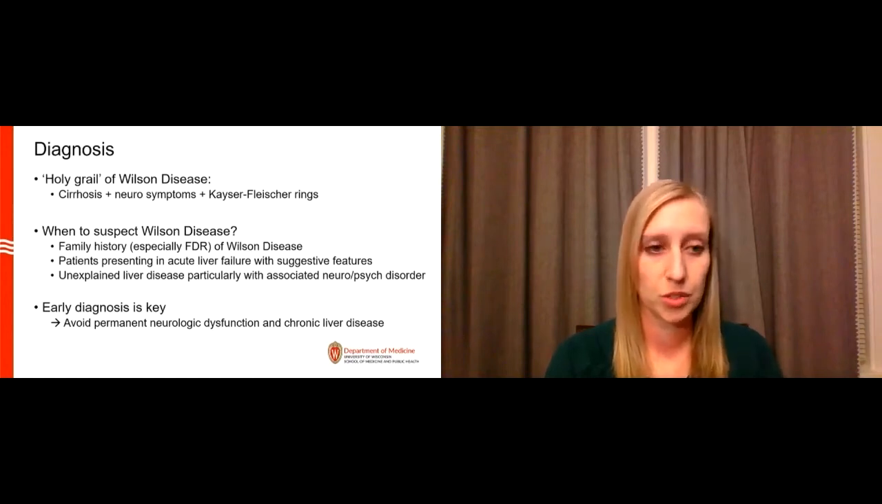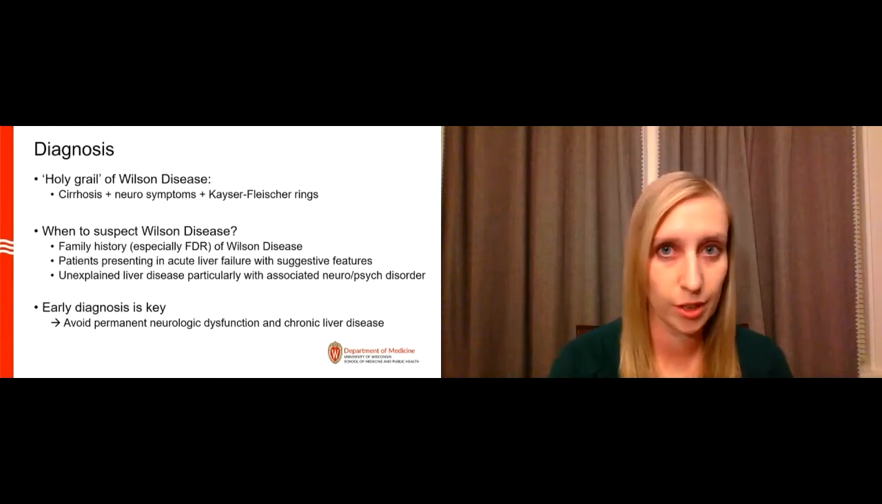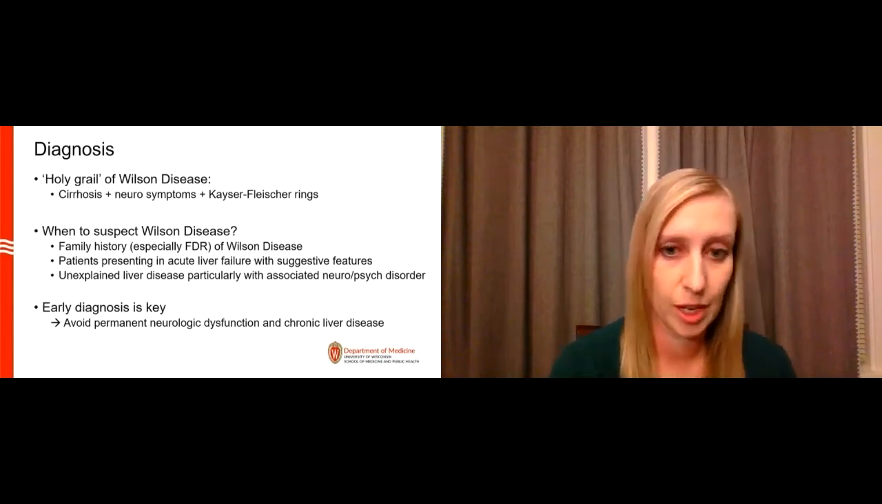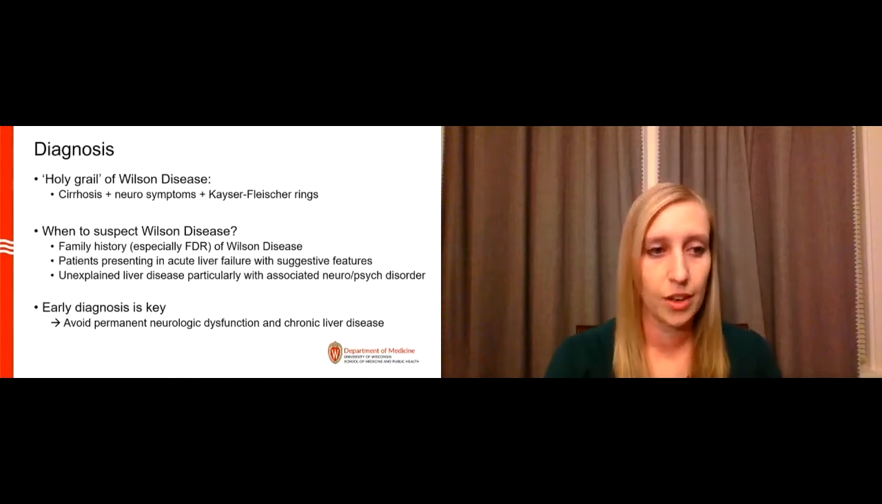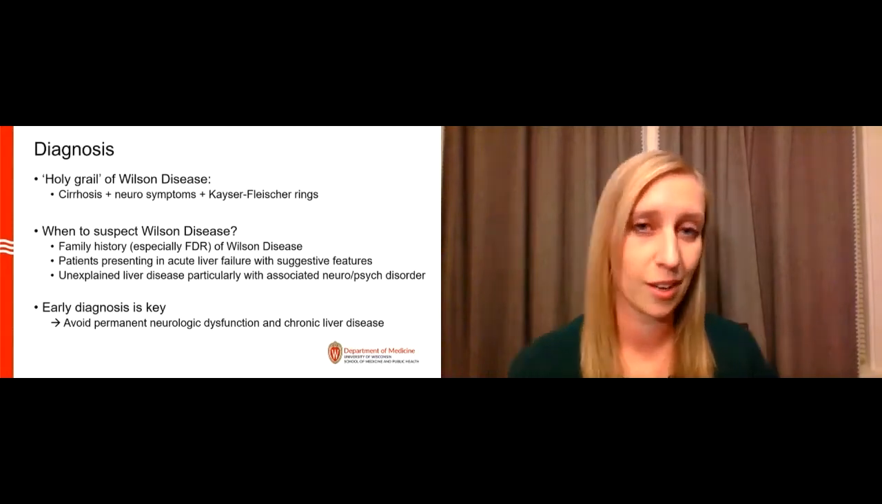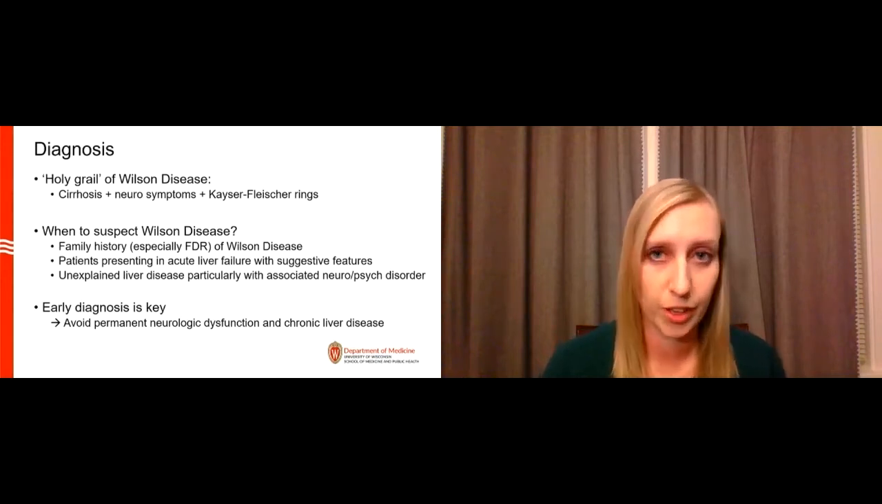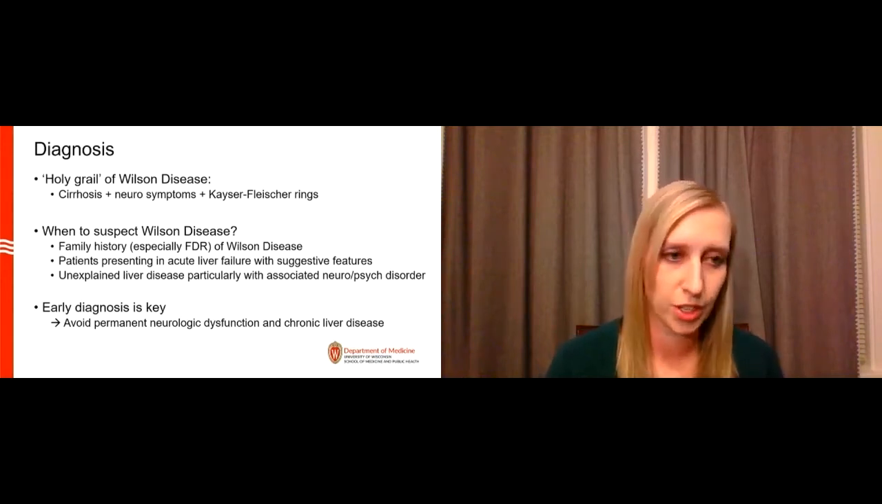Who should we suspect Wilson disease in? So anybody with a family history of identified Wilson disease, especially a first-degree relative, raises our index of suspicion. Also, patients who present in acute liver failure, especially if they have additional associated features. In this setting, we'll often see patients present with a severe hemolysis, also a low alkaline phosphatase, as well as renal failure. So those can kind of point us in that direction.